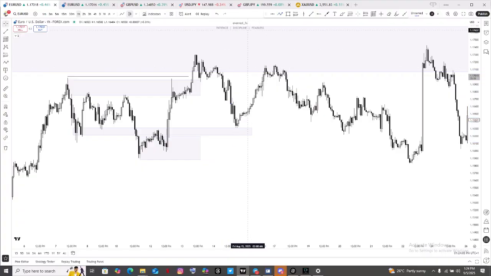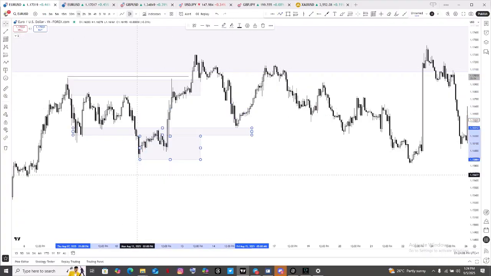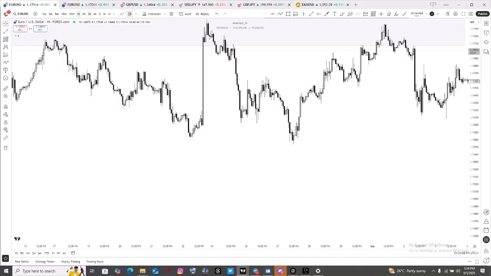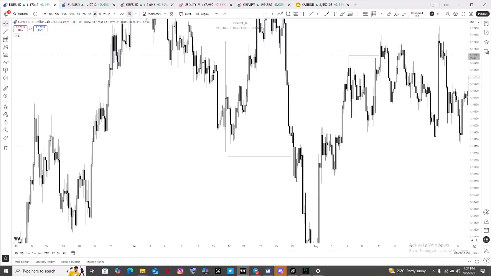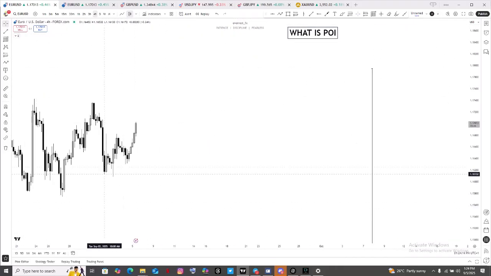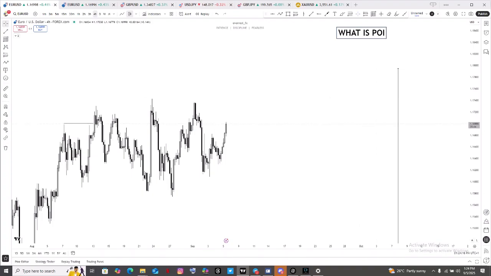That is what a POI is. A POI is just simply point of interest. I hope you understand. It is just simply a point of interest. That is what a POI is.